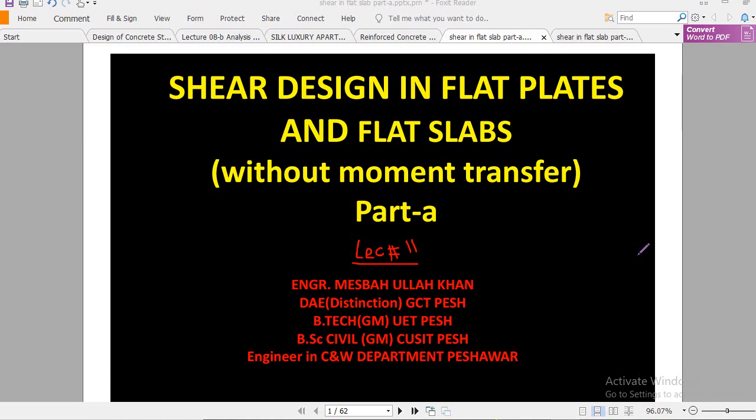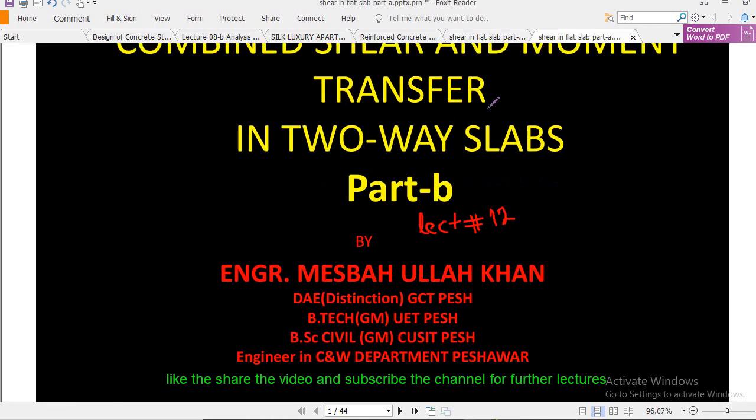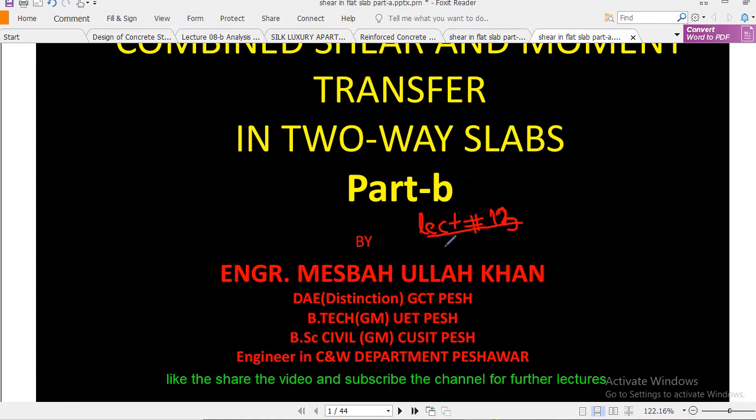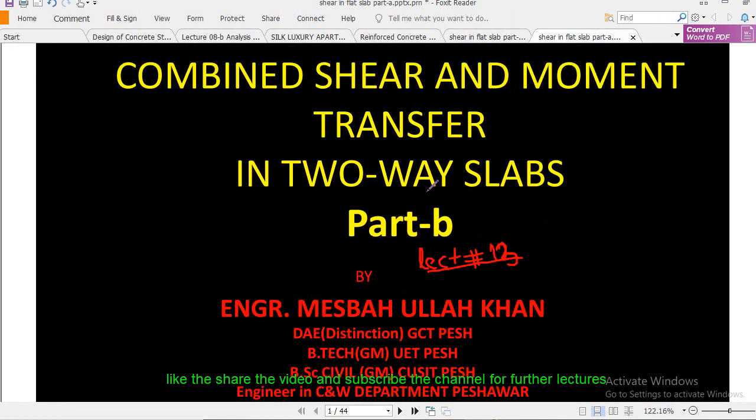Now there are two cases. We will cover the shear strength of a flat slab system in two sections. In one section we cover shear without considering moment transfer, while the other part, part B, I will cover in lecture number 13, inshallah. In lecture number 12 we cover the numerical portion, and in lecture number 13 we will start the moment transfer.